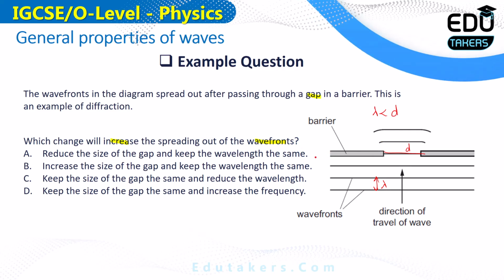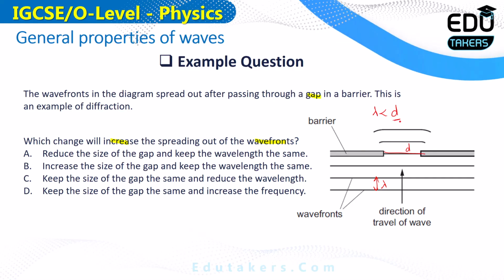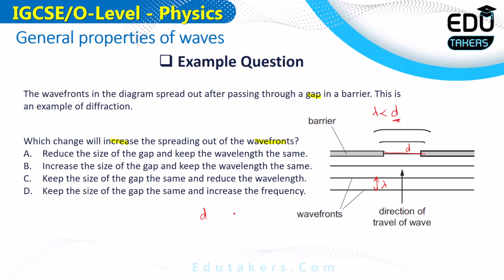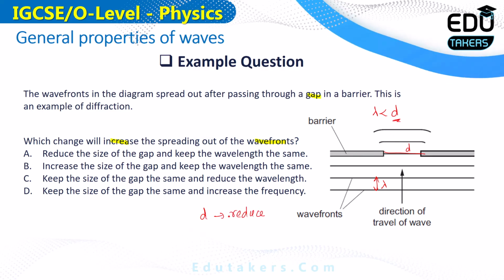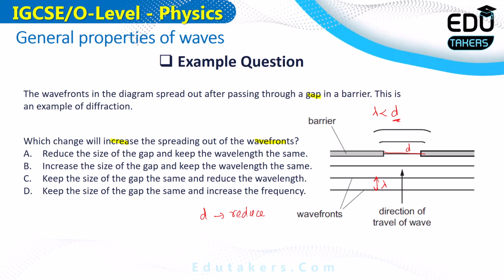So how can you increase the amount of diffraction? You can increase the amount of diffraction when you reduce the distance between both of these obstacles. It means that d has to be reduced because in the figure it is very large, due to which there is small diffraction. In order to increase the bending or the spreading out of the wavefronts, you need to decrease the separation between both of these obstacles. Let's see the answers.